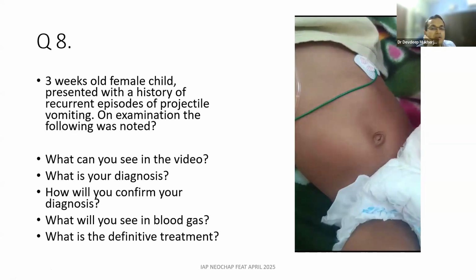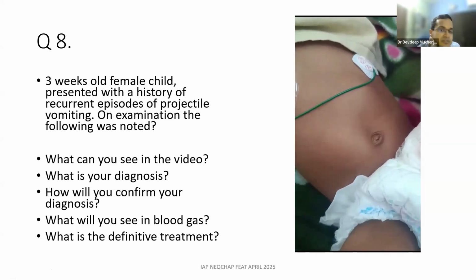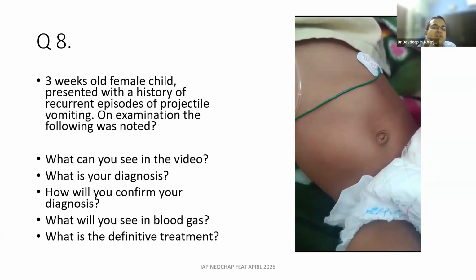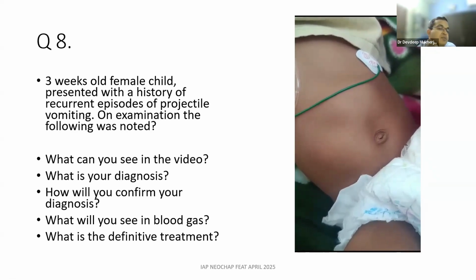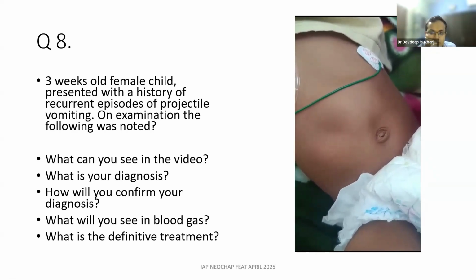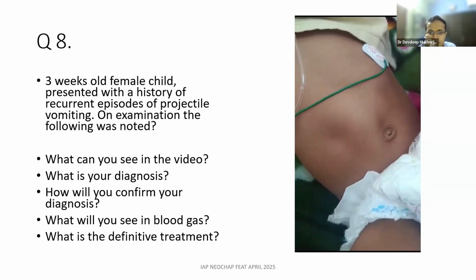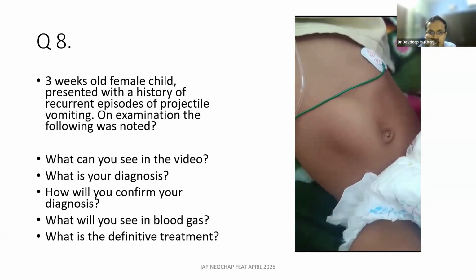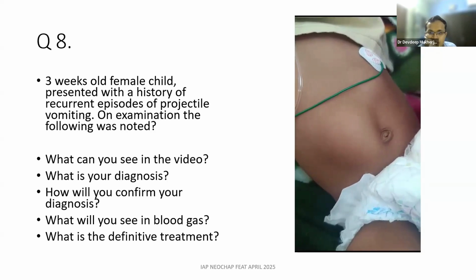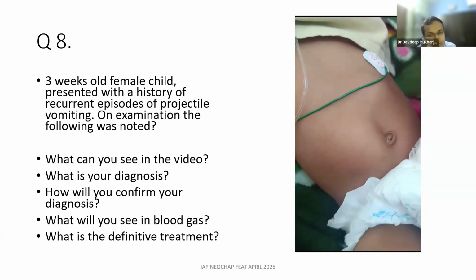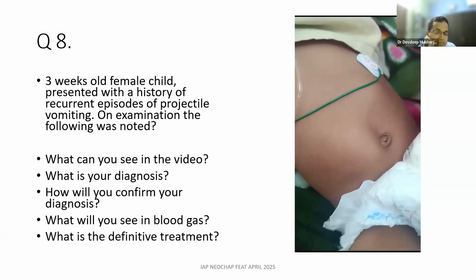Okay, you can see an olive-shaped mass, which is very good. What does IHPS stand for? What is the full form of it? So it's not CHPS anymore, it's IHPS. So yes, you can do a USG to confirm.